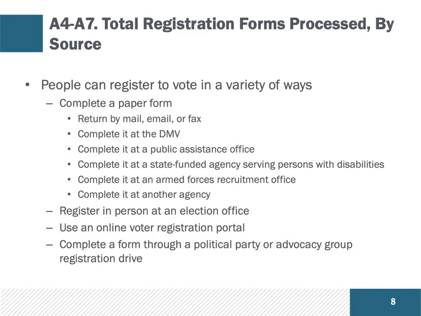Questions A4 through A7 ask about how these registration forms were submitted to your election office. Voters have many options for how they register to vote. Many voters use a paper form that they submit themselves by mail, fax, or email. Or they can complete the paper form at an agency office, such as the DMV or a public assistance office. Other people use an online voter registration portal or register in person. Other folks register as part of registration drives organized by a political party or advocacy group.